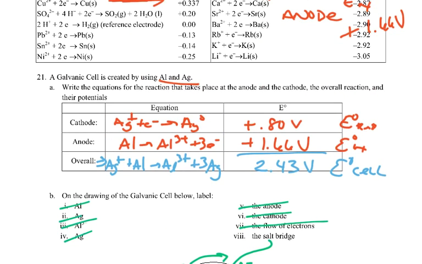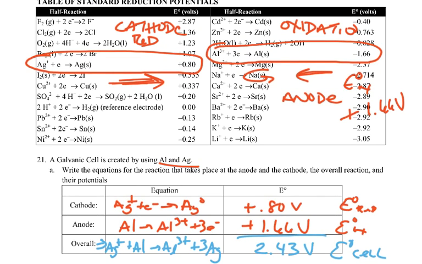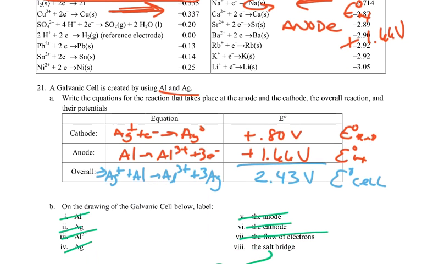So again, use this chart. It is very, very useful. The higher of the two is the cathode, the lower of the two is the anode. The lower one gets reversed, change the sign, and then just do what it asks you to do. Good luck on your test.